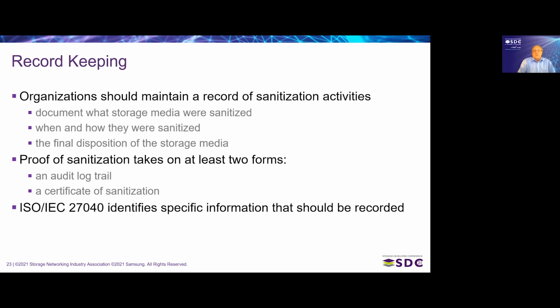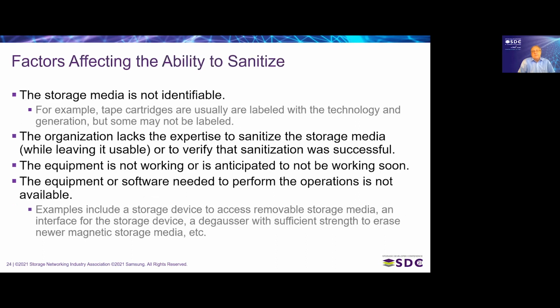Alternatively, you can produce a certificate of sanitization, which can be a sheet of paper with certain information on it. It can be a digital form. We're finding increasingly that organizations are using certificates of sanitization, especially if they use third parties to do some of this work. 27040 identifies the kind of information that you probably need to record. So if you're interested in that, the current standard covers that. The new version also covers that.